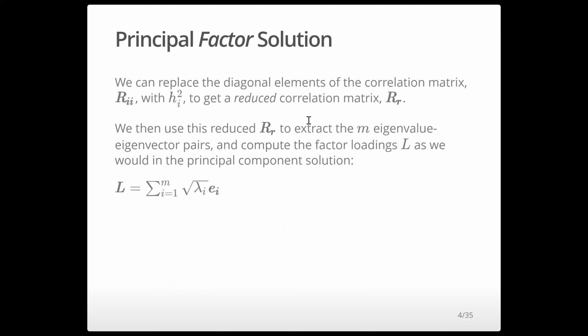So to do this, we're going to replace the diagonal elements of our correlation matrix with these communalities. And this will give us a reduced matrix, which we're going to call R sub R. We're then going to use this reduced R sub R matrix to extract our m eigenvector pairs, just like we would in the principal component solution, but now we're doing it based on this reduced correlation matrix. And that'll give us our factor loadings. And we can then proceed to do everything the same way that we've done with the principal component solution, just based on this reduced correlation matrix.